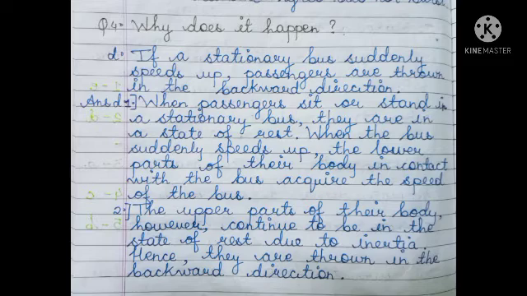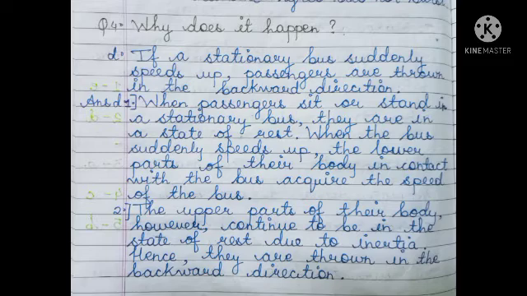It's because when passengers sit or stand in a stationary bus, they are in a state of rest. When the bus suddenly speeds up, the lower parts of their body in contact with the bus acquire the speed of the bus. The upper parts of their body, however, continue to be in the state of rest due to inertia. Hence, they are thrown in the backward direction.